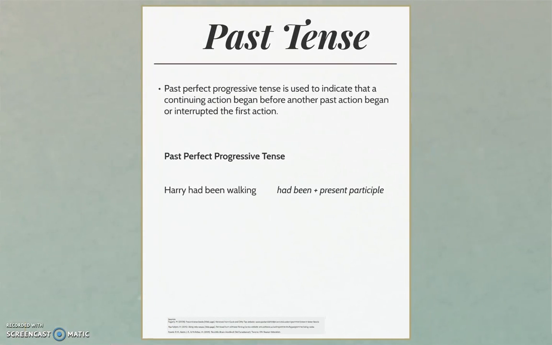Past perfect progressive tense is used to indicate that a continuing action began before another past action began, or the continuing action interrupted the first action. For example, Harry had been walking a long time before his employer called him. A formula to remember this is had been plus the present participle.